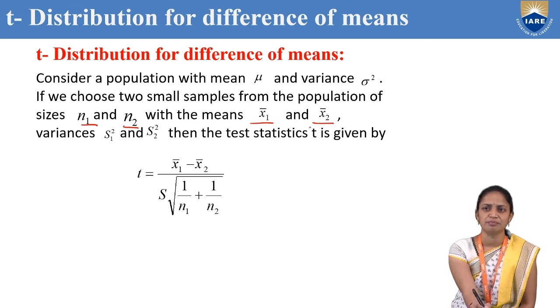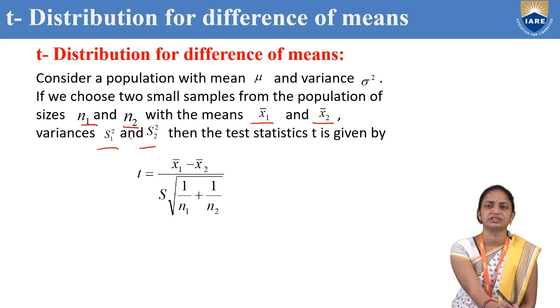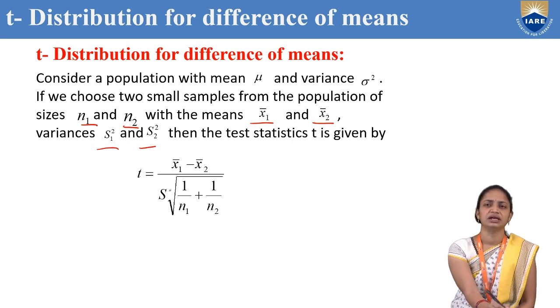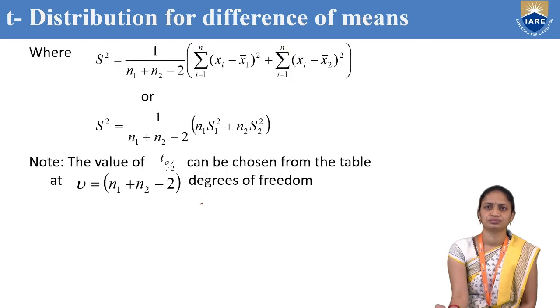These are the sample means, sample sizes, and sample variances s1 square and s2 square. Then the test statistic t is given by t equal to x1 bar minus x2 bar divided by s into under root of 1 by n1 plus 1 by n2.